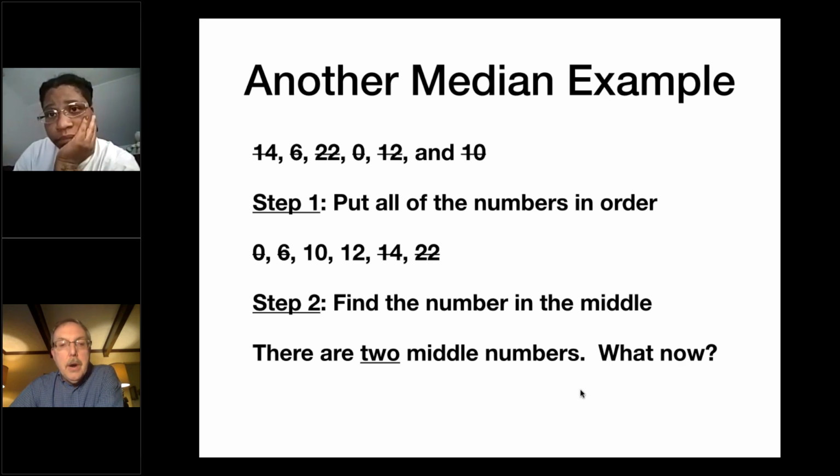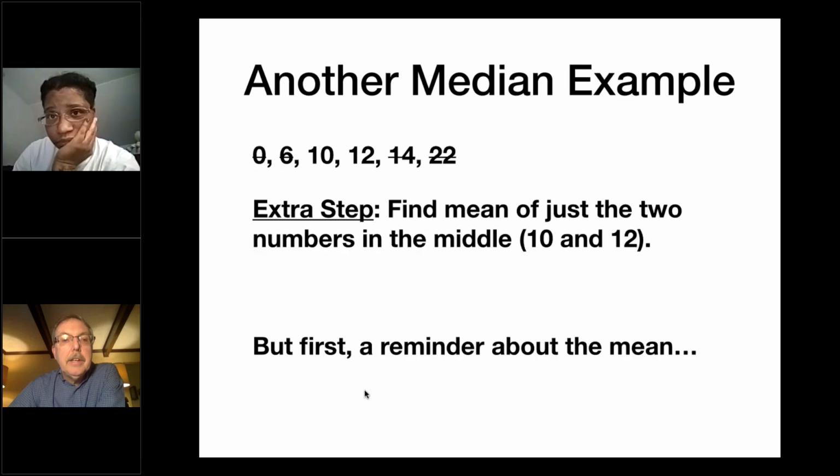Well, we know that we need to find the mean. We need to find the mean of these two numbers, and we know how to do that now because we did that before with some other problems. So let's take a look at that. So we've got that extra step now that we need to find the mean of just those two numbers, not the whole list, but just those two numbers that are in the middle. In this case, they're 10 and 12.